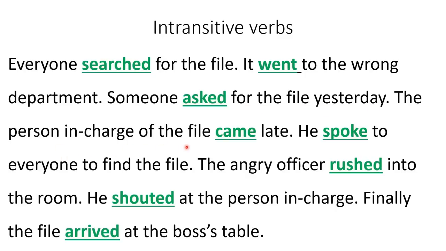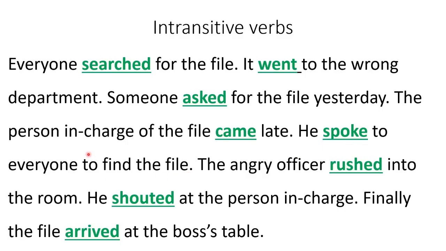The person in charge of the file, again you have a long complex subject, came late. Late is an adverb. So came is enough, came late. No noun is in the sentence at all. Came is intransitive. He spoke, that is intransitive. We cannot say he spoke everyone. We have to say he spoke to everyone. Most of the mistakes are made in this, that they don't put the preposition where the preposition is required. That is why we learn transitive and intransitive verbs.